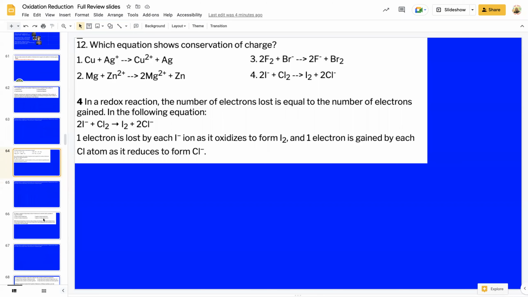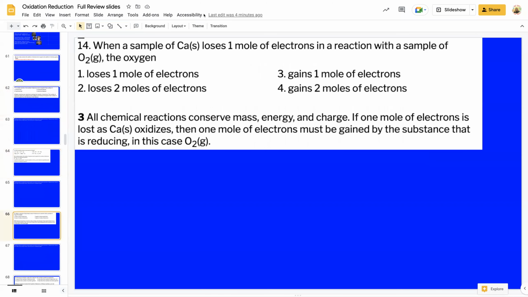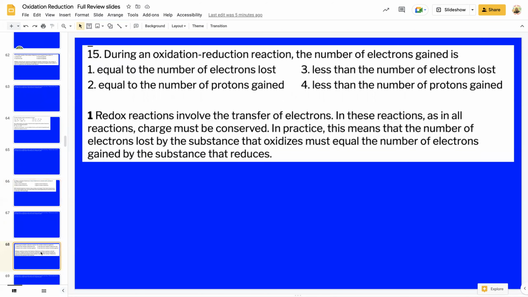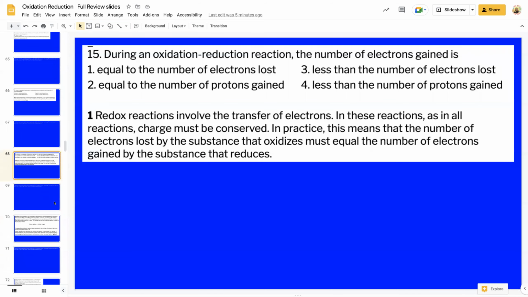Okay. The next one, hopefully this will help as well. So if you lose 1 mole of electrons, you must gain 1 mole of electrons. And again, mole, what does that mean? That means amount. So 1 amount of electrons, 1 amount of electrons. And if you don't want to memorize that, it's on Table D on the reference table. Okay, so again, number 15 is the same thing. Number of electrons gained is equal to the number of electrons lost. So straight from the standard, should be a basic skills question.